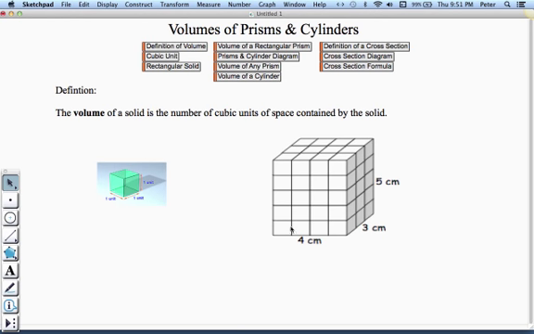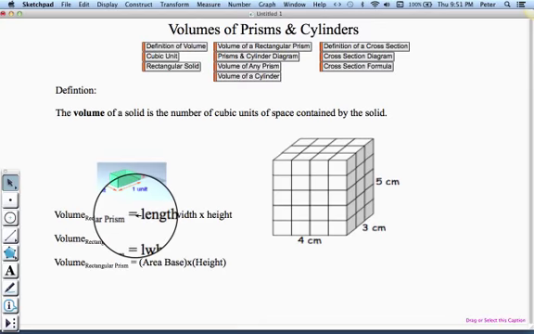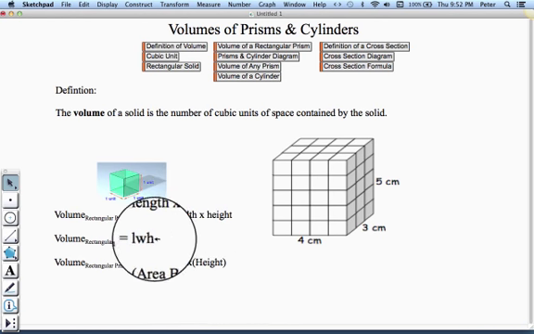So the trick, as I'm sure you've all been able to do since you were very young, is to multiply the length times the width times the height. And that, of course, is our volume of a rectangular prism. It is just the length times the width times the height. Of course, we can abbreviate that as LWH.